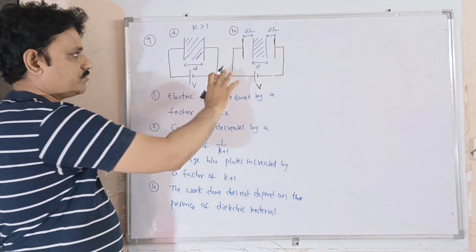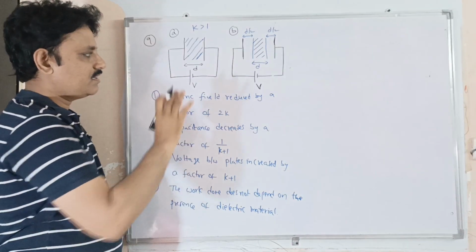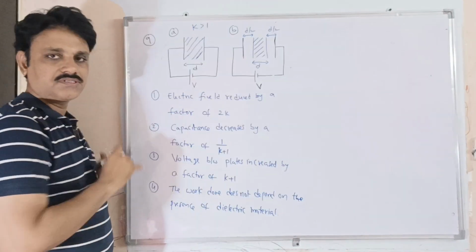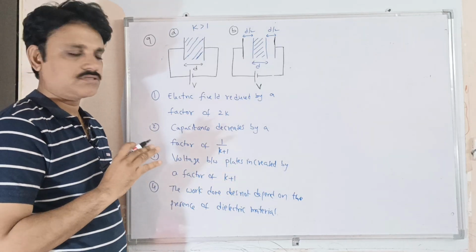In this case, if the distance is increased by a factor of D by 2 and D by 2 on both sides, then what happens? Four options are given. Out of these four options, which is correct and which is wrong, that is the question.